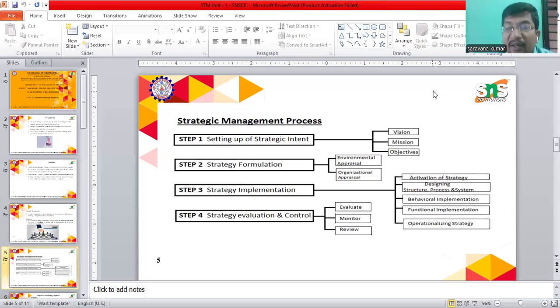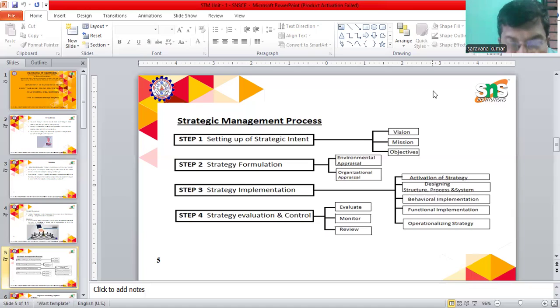Functional implementation. In the organization, they have an HR department, marketing department, administration, and finance. All the departments combine together to frame the strategy, and then finally you achieve the objective or goal. Finally, we have operationalizing strategy. Operationalizing strategy is nothing but the day-to-day operations of the business, that is operations strategy or working capital.